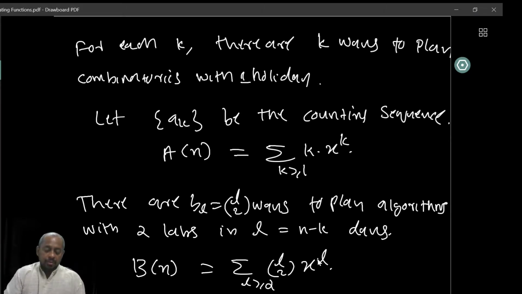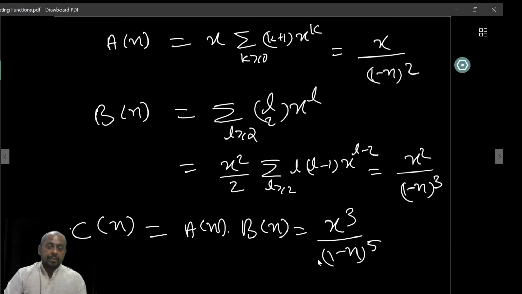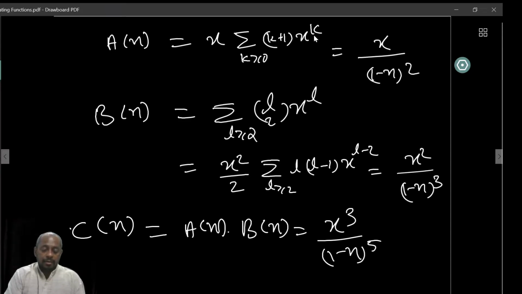Now, once you have these two, what you do, you find A of x times B of x, right? Or you first resolve for A of x, right? So A of x, you can take one x outside, so you can see that it is basically the summation over k greater than or equal to 0 of (k plus 1) times x raised to k, which we already solved and said that this is basically the derivative of the geometric series, right? So this is 1 by (1 minus x) squared, right? So therefore, I have x outside, so x by (1 minus x) squared. So A of x is simplified to this.